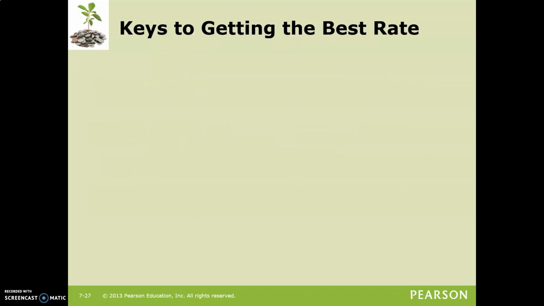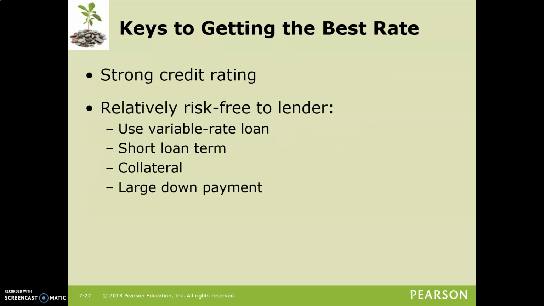This is dangerous. Getting the best rate: if you have a strong credit rating, you'll be able to get the best rate, because a strong credit rating reflects that you are able to pay your credit promptly. You are a good paymaster, so relatively risk-free to lenders. Use a variable rate loan, short-term loans, collateral, or large down payments. With a large down payment, you will be able to get the best rate.